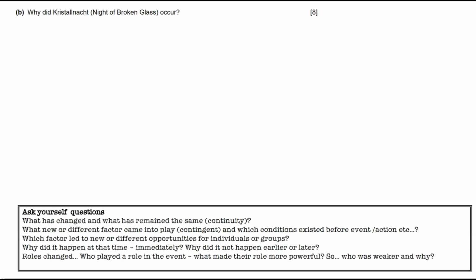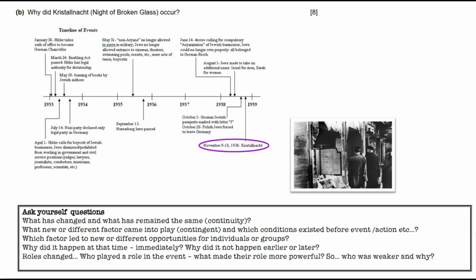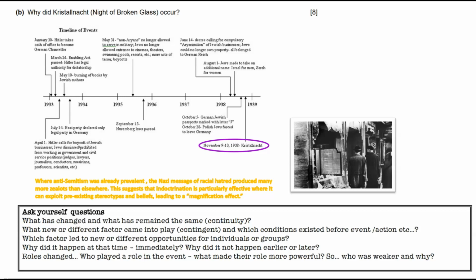Then I suggest and talk through the questions I'm going to ask. And I'm going to give a timeline, and I'm going to mark off the 9th and 10th of November because I know that on those two nights, actually, an event occurred called Kristallnacht. So my question is, what has changed and what has remained the same? What has continued? What conditions exist?